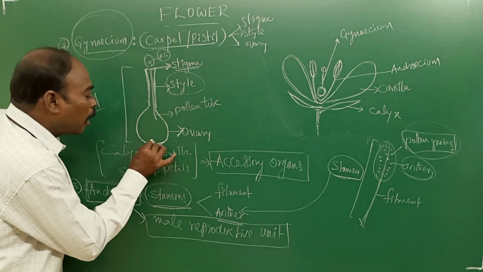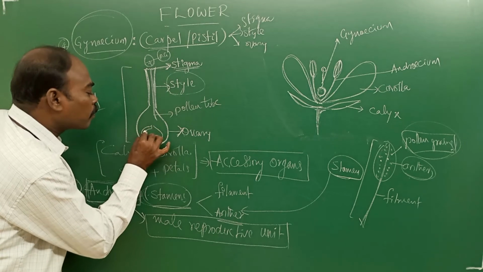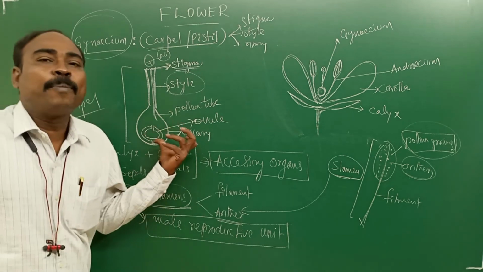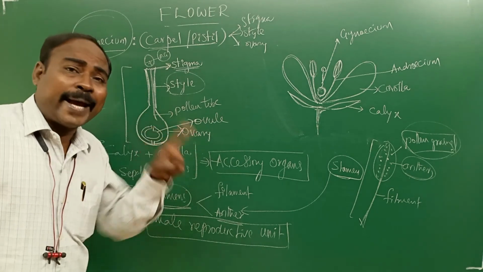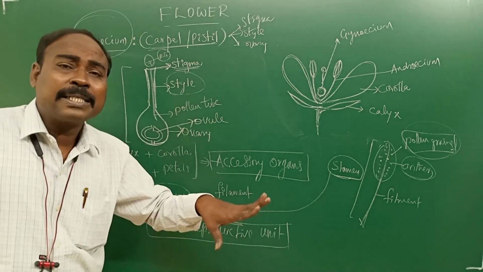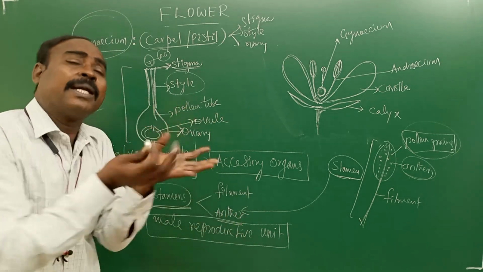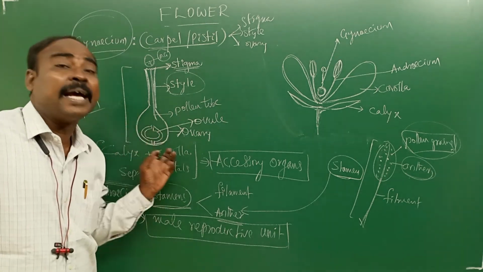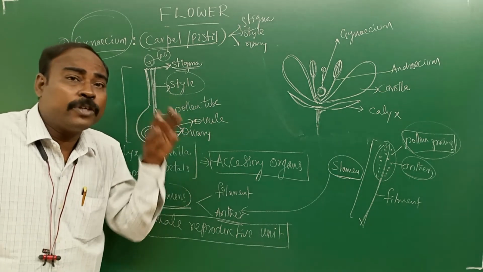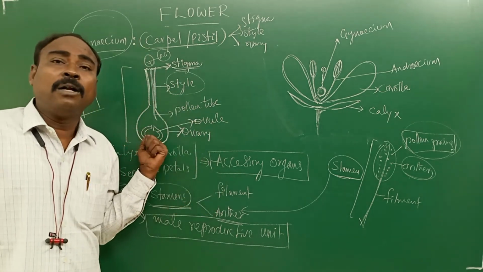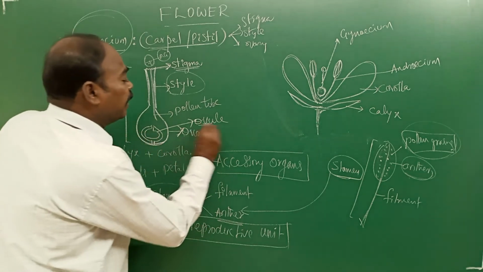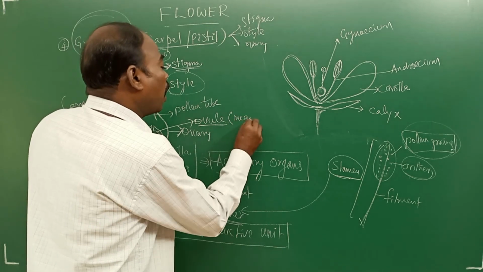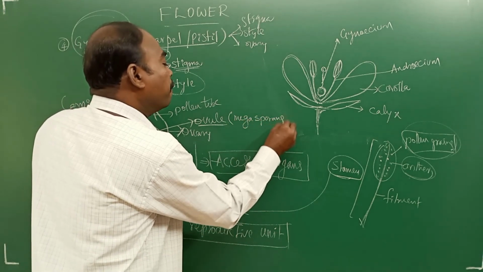Within the ovary, there are one or many ovules. In some flowers, one ovary has one ovule, whereas in some other flowers, one ovary has a number of ovules. So what is an ovule? The structure which develops within the ovary is called an ovule. Technically, the ovule is otherwise called the megasporangium.